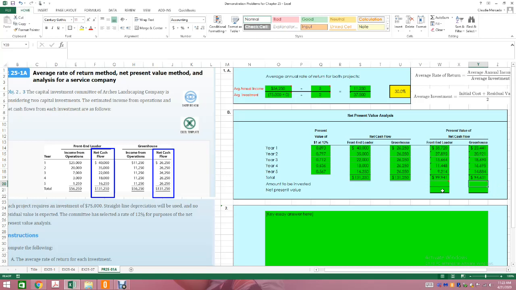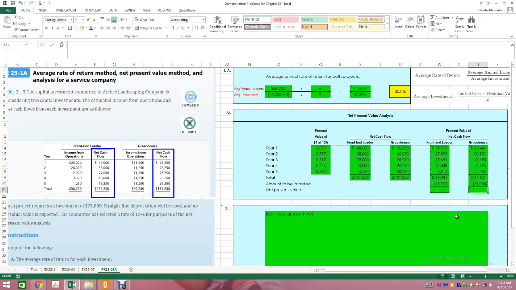But we needed to invest into each of the projects. How much did we invest into each of the projects? Well, we invested $75,000. Okay? So the amount to be invested, I'm going to put it in negative, minus sign, because this is what I had to pay for the loader or for my greenhouse.